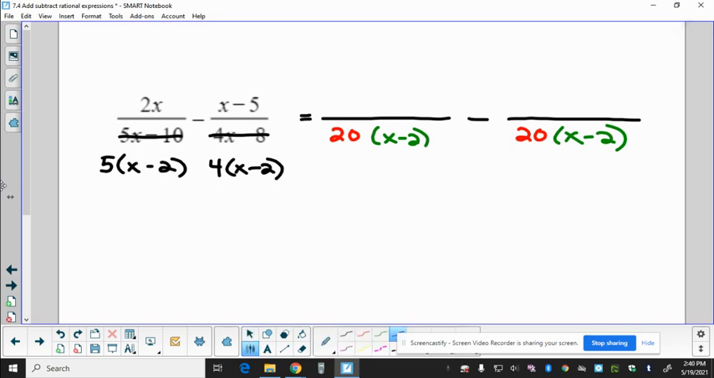Of course, my numerators, I've got a 2x. And I got x minus 5 over here. All right, let's see how the denominators have changed, and we'll change our numerators as well. Old denominator. New denominator. What's different? Well, what's 20 divided by 5? It's 4, right? So this needs to be multiplied by 4. Old denominator. New. What's the difference between those? 20 divided by 4? 5.